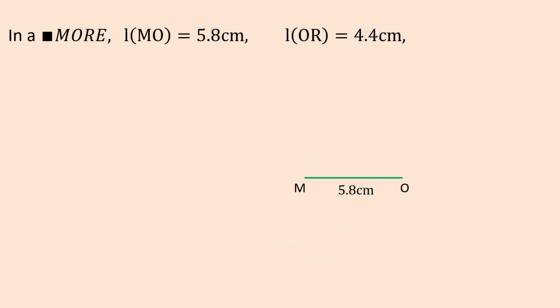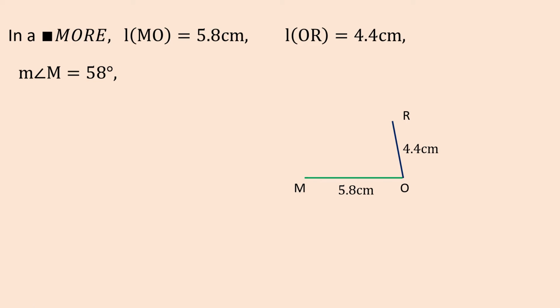In a quadrilateral MORE, the length of MO is 5.8 centimeter. Before we move further, let us make a rough diagram. First we have drawn MO freehand, which is 5.8 centimeter, and then they have given the length OR equals 4.4 centimeter. So OR is 4.4 centimeter.